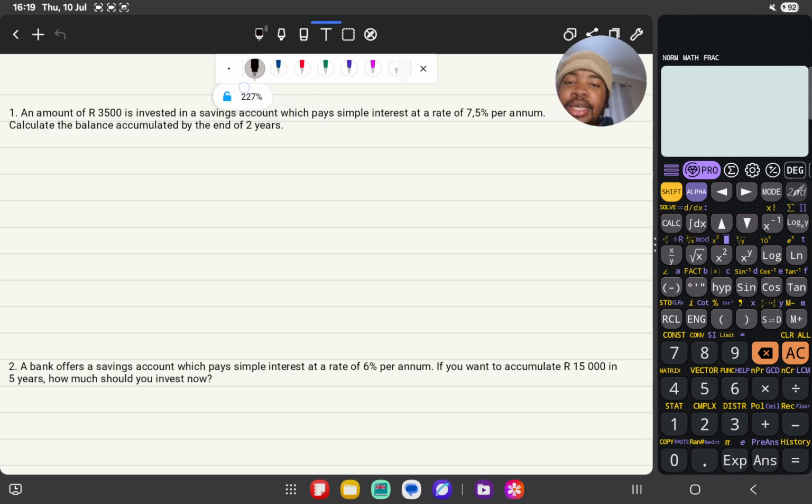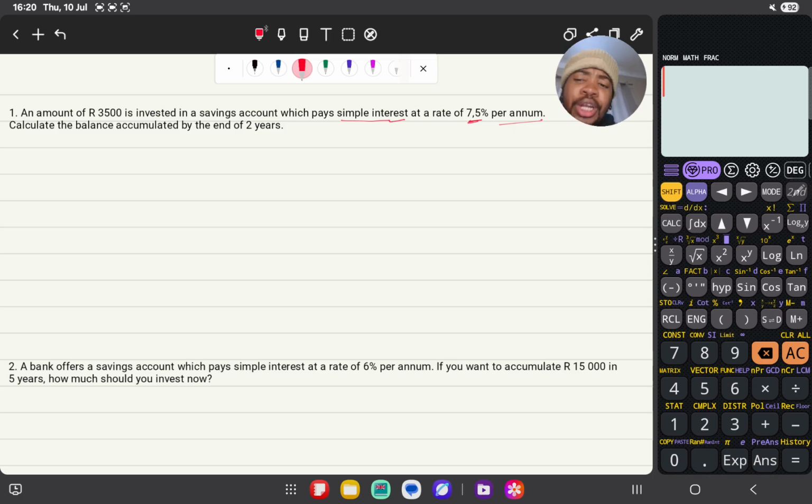All right. So here there's this dude. An amount of 3,500 is invested in a savings account which pays a simple interest, right? Keyword: simple interest, 7.5% per annum. Calculate the balance accumulated by the end of 2 years.